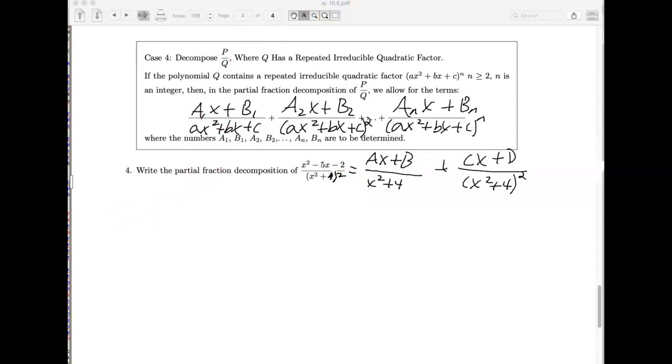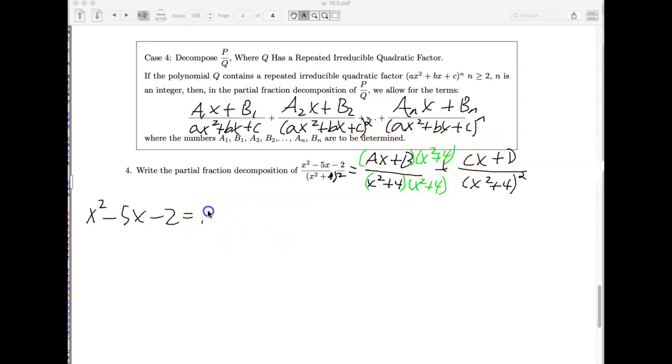And from here, the way that we're going to continue is doing what we've done before. We want all the denominators to be the same, then they'll cancel, and so we need to see which factor is missing in each of the terms, and it's only this one that's missing the x squared plus 4. So I'll multiply the top and bottom by x squared plus 4. This will make all the denominators the same, so all I have to play with is the numerator. And I'm going to write this as x squared minus 5x minus 2 equaling, go ahead and distribute this.